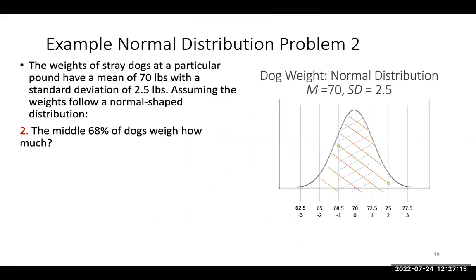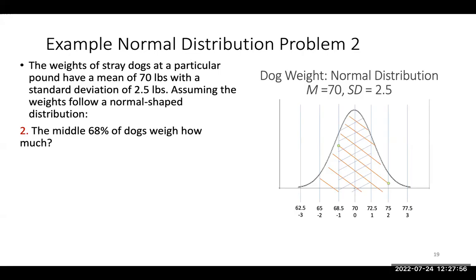Another problem you might get. Same idea. You're given a mean, so the mean weight is 70 pounds, and you'll be given the standard deviation. Standard deviation is 2.5. Now it says, assuming the weights follow a normal shaped distribution. I always have to indicate that, because if it is not normally shaped, we cannot use the 68, 95, 99% rule. So the question is, the middle 68% of dogs weigh how much? This question kind of flips it a little. Now, I'm not asking about the specific weight. I'm asking about the proportion of weights that fall within that distribution.